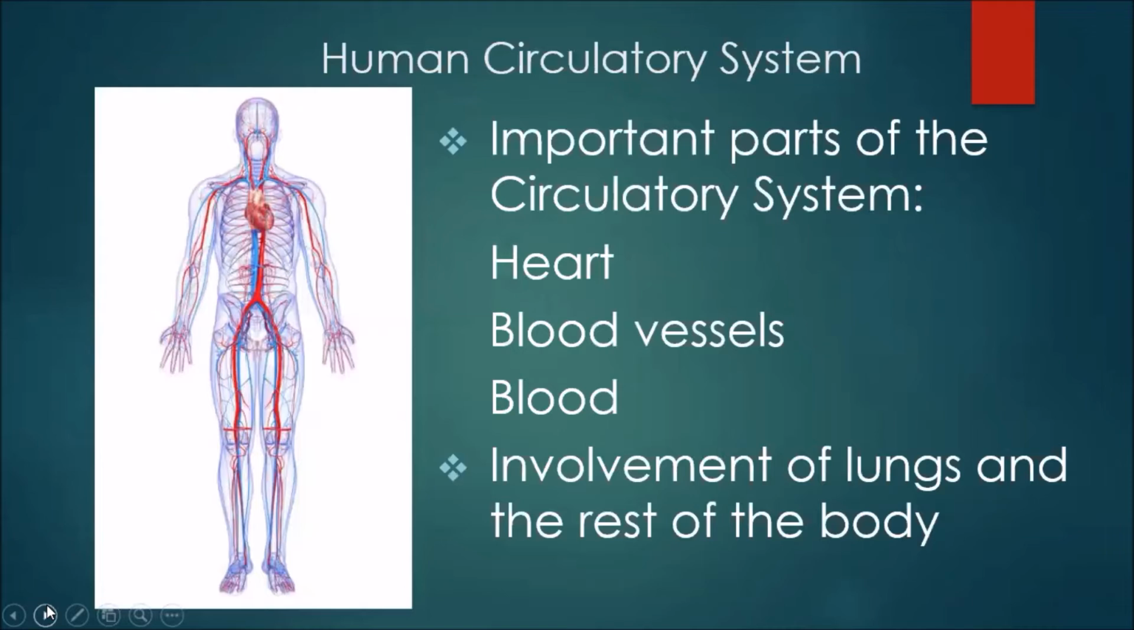What you see right now is the diagram of the human circulatory system. It seems the diagram is too much for you. Don't worry, because we will only focus on the important parts that you need to learn about the circulatory system: the heart, the blood vessels, and the blood itself. Of course, we will also show how the lungs and the rest of the body are involved.